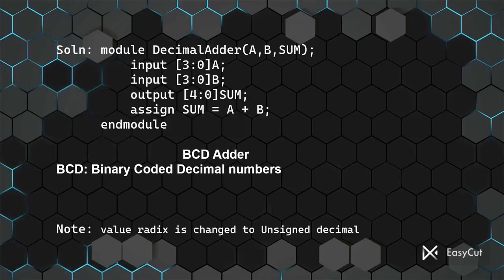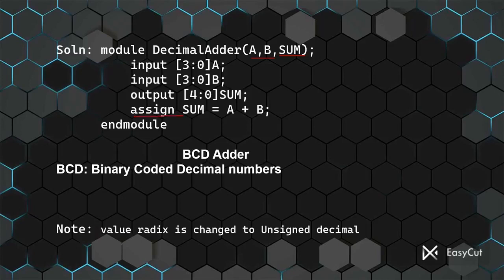Next, let us move on to the Verilog code. We have A and B as inputs and sum as output. A and B values vary from 0 to 3. They have 4 index positions, 0, 1, 2, 3, and sum has 5 index positions, and assign sum equals A plus B. This is a data flow Verilog module.